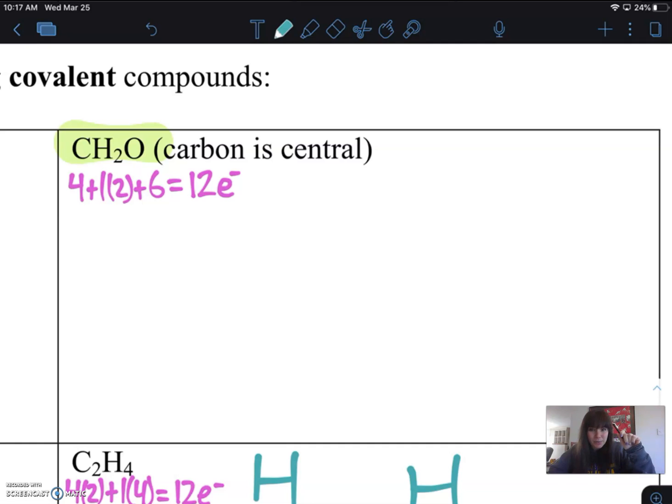Right, so let's finish up this worksheet. Here is our next compound. It gives you a little hint saying carbon is central, but at this point we should know carbon's always going to be our central atom. So I'm going to put that right in the center. And then we've got 2 hydrogens and 1 oxygen.